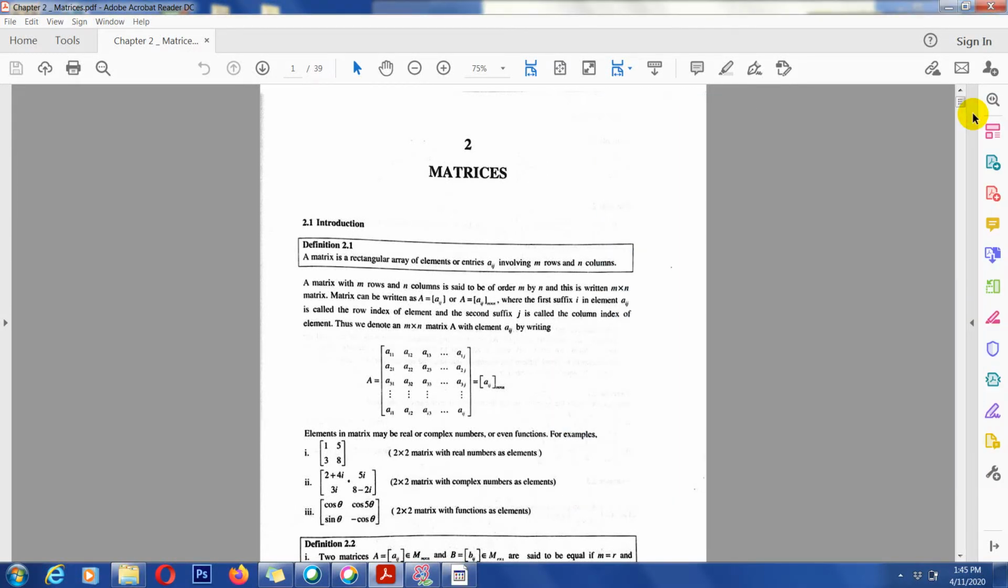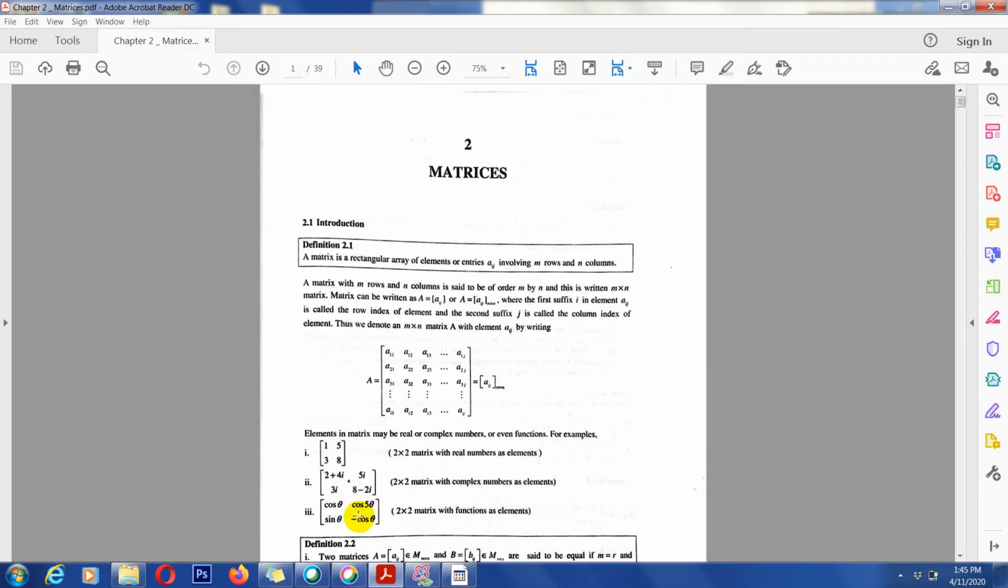Matrices. A matrix is a rectangular array of elements or entries a_ij involving m rows and n columns. We can see this in this general form, or we can simplify it with this notation. This matrix we call a 2 by 2 matrix, but with different elements. This one is with real numbers, this is a complex number, and this one has functions as elements.